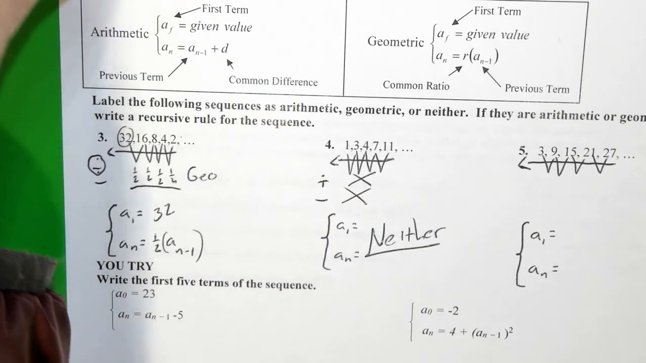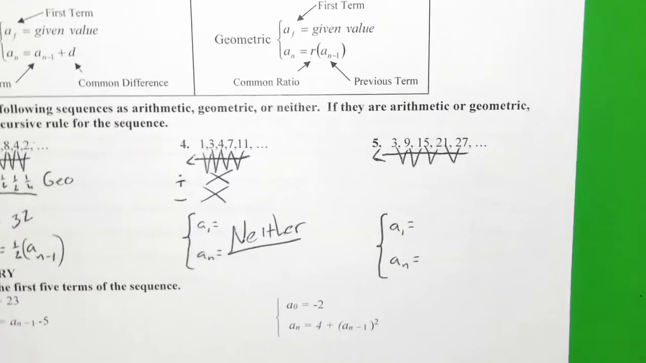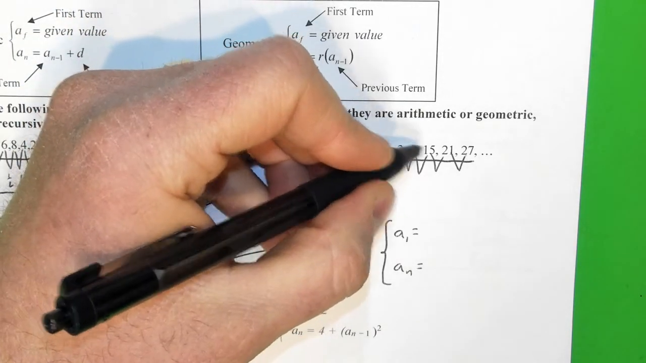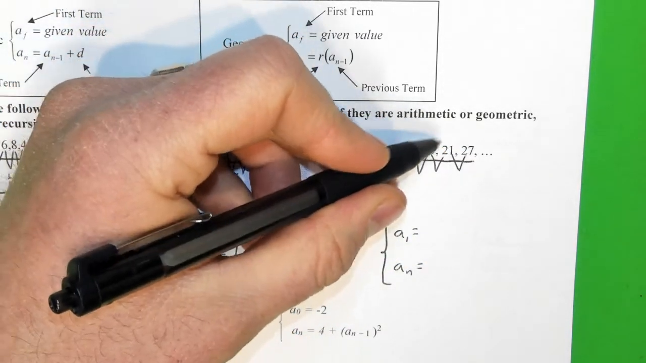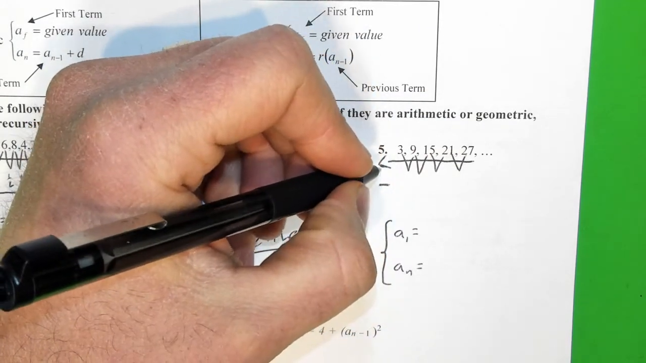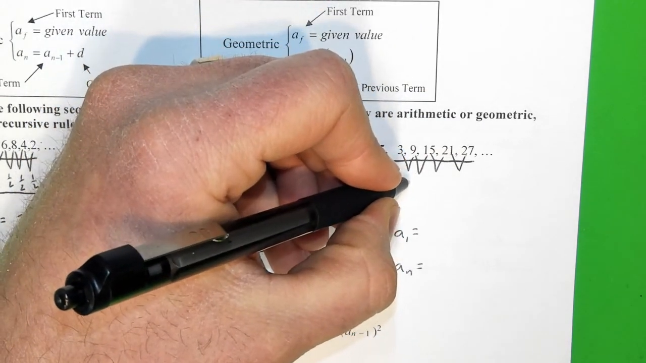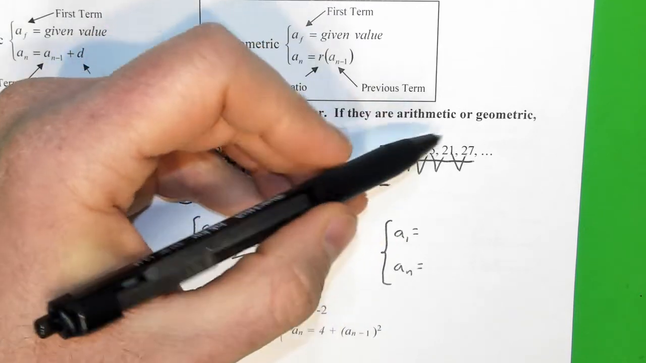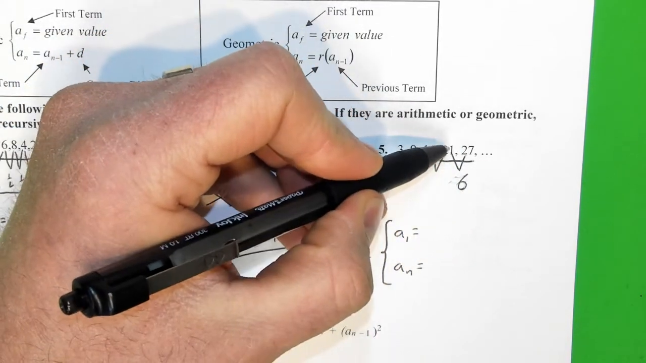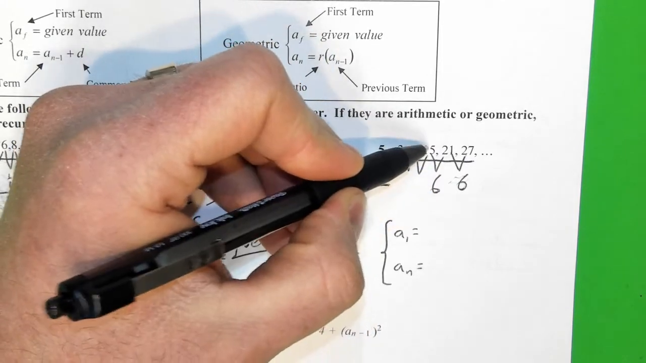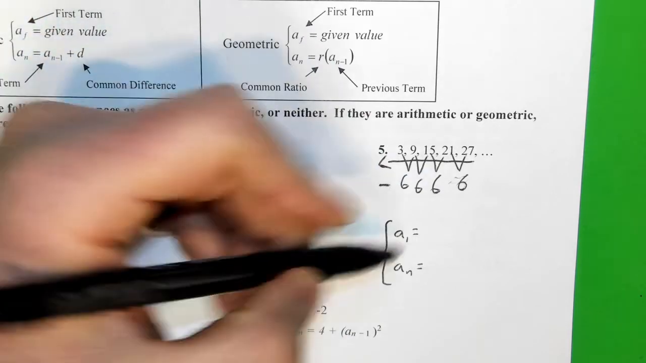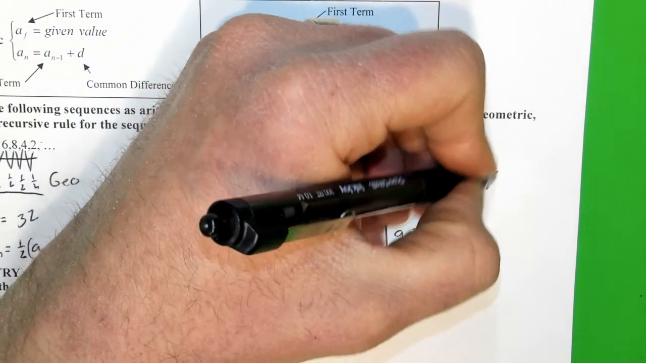Let's do number 5. For problem number 5, once again, some of you might just be able to spot it. If you're looking at this, what you might notice is the numbers are once again increasing, but they seem to be increasing by a much more consistent value. The value that they're increasing by each time is 6. If you don't see that 6 right off the bat, then you can do your subtraction. 27 minus 21 is 6, and 21 minus 15 is 6, 15 minus 9 is 6, and 9 minus 3 is 6. Because we use subtraction that time, that makes this one an arithmetic.